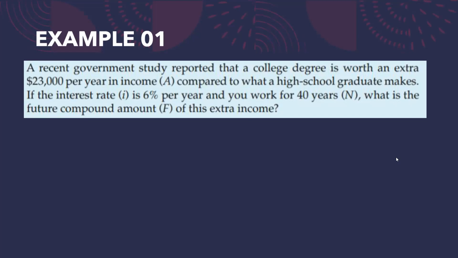What it says is: a recent government study reported that a college degree is worth an extra $23,000 per year in income compared to what a high school graduate makes. If the interest rate i is 6% per year and you work for 40 years, what is the future compound amount of this extra income? Can you give it a try and put your answers in the chat?